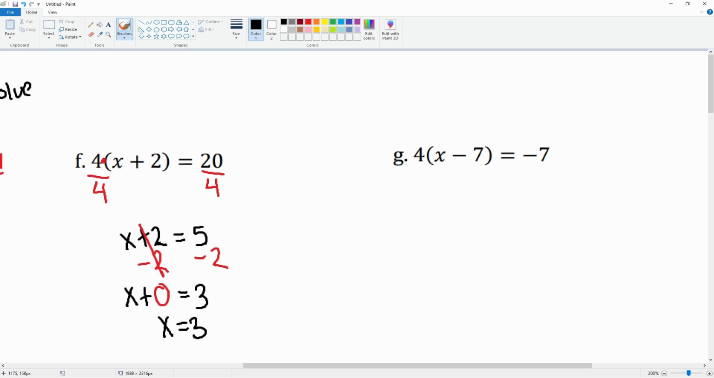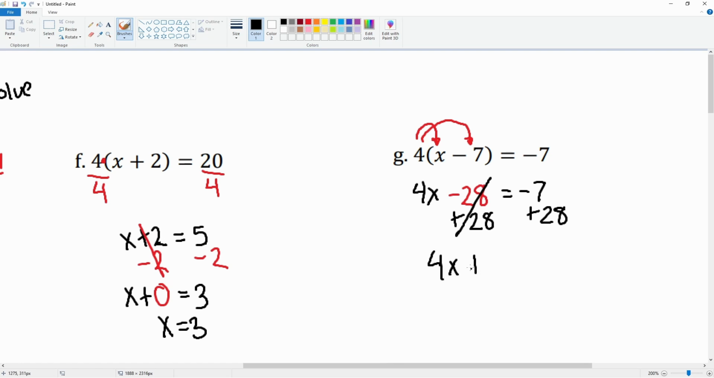Same thing with G, but this time I'm going to actually distribute it to see if my life is easier. Distribute that in. This gets us 4x. Distribute this in. Gets us a negative 28, equals negative 7. So I'm going to add 28 to both sides. This cancels, leaving you with a 4x plus 0 equals, I think that is a positive 21. No one ever writes that 0, so you can just write 4x equals 21.